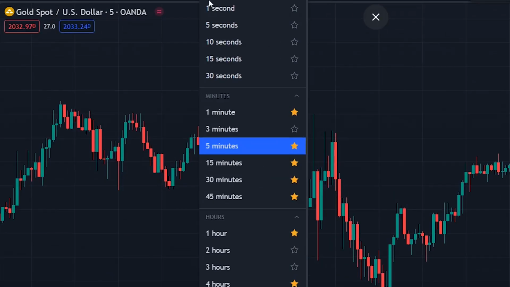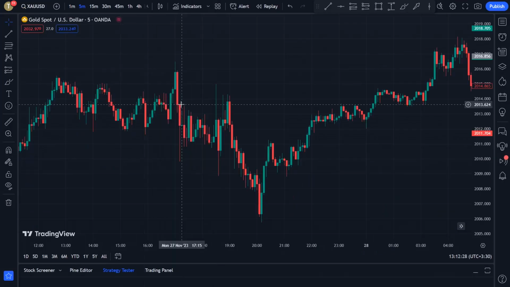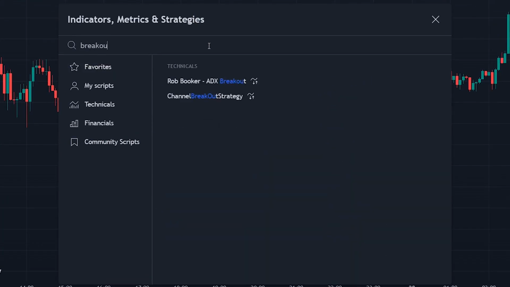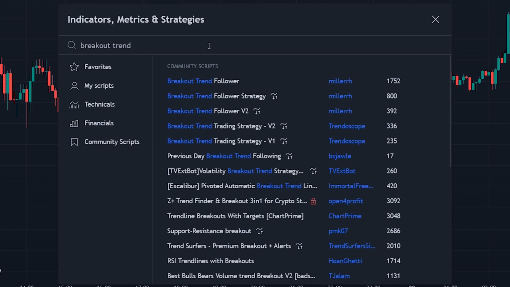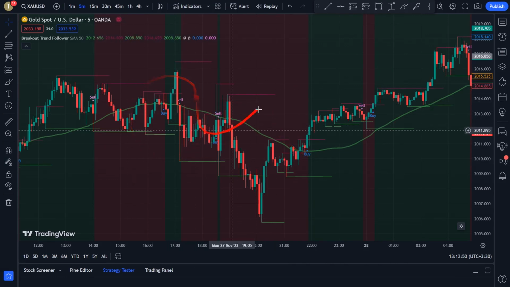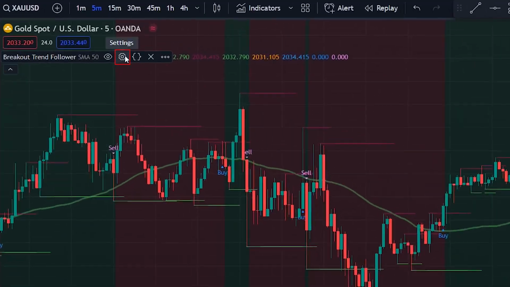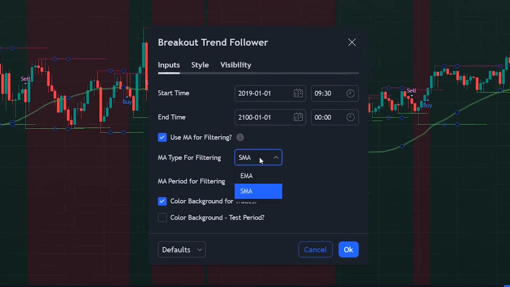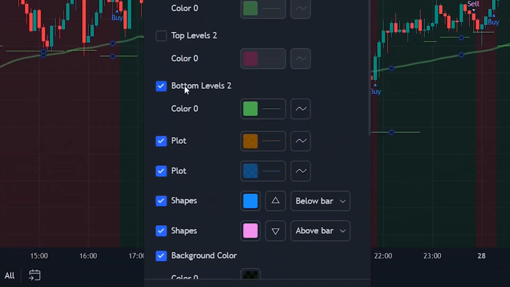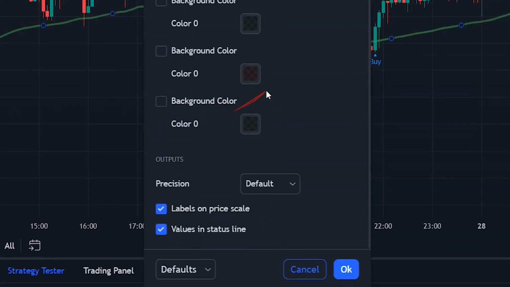After choosing your symbol, set your time frame to 5 minutes, go to the indicator tab and search for breakout trend follower. This is the first indicator of this strategy, so click on it. Now it needs to be sorted. So go to its settings, in the input tab, apply the changes you see, and in the style tab, keep only the shapes and trend filter MA ticks.